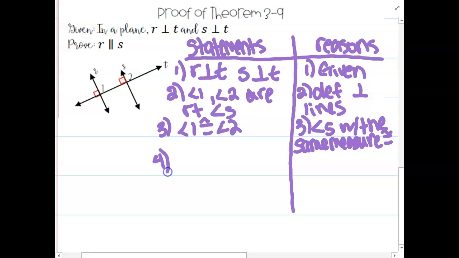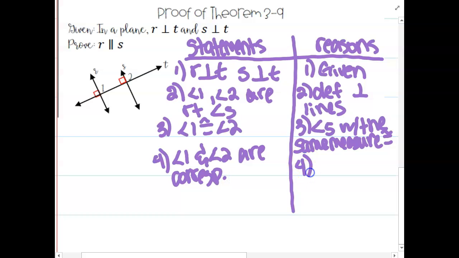Now I'm going to build on what Elijah said. Elijah pointed out that angles 1 and 2 are corresponding angles. You see that? Now, the reason for this, and when I copied this proof from your book, your book didn't include this step, but I think it's important to include. We'll see why in the next step. The reason is in the diagram. It's given, it's just in the picture.